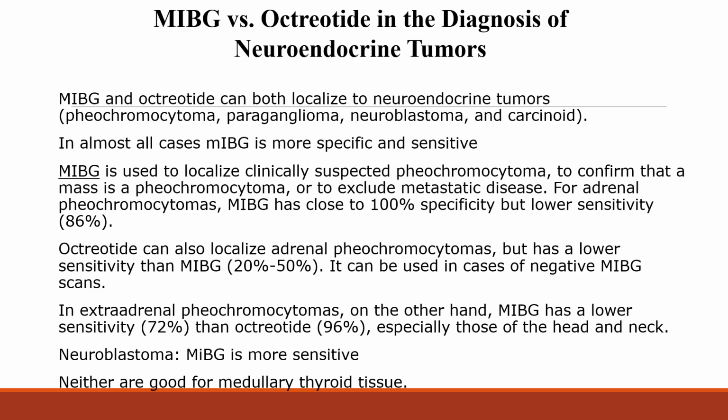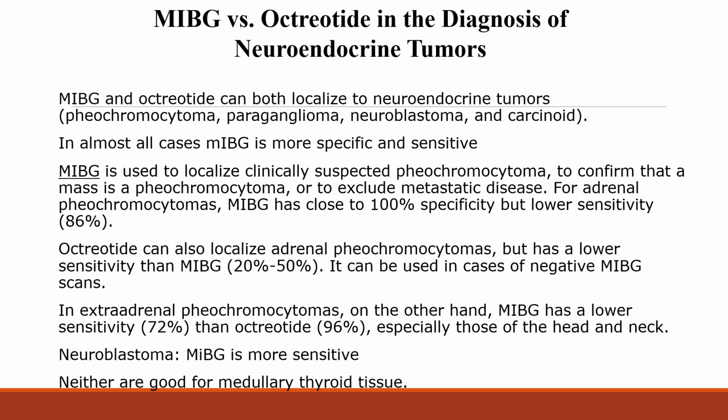So MIBG versus octreotide. This gets confusing for our students, so I wanted to point it out to you. First of all, neither one of them is good for medullary thyroid tissue. Full stop. They're both terrible for that. MIBG was the one that had it listed on its indications, but it's not good for it. MIBG and octreotide will both localize in neuroendocrine tumors. In almost all cases, MIBG is more specific and sensitive. So MIBG is technically a better drug in almost all cases.